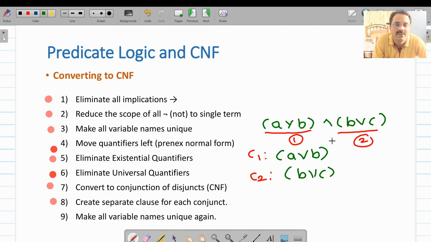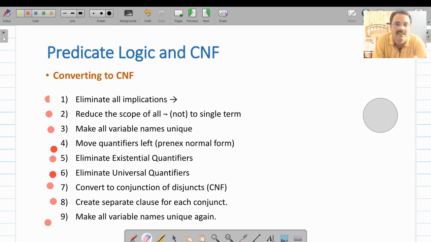Now when you do this, you will find the variables we have used in the first clause, the same variables might be there in the second clause. So earlier we have seen variable names should be unique. So again you will have to standardize variables, and that is your step number 9. Step 9 is again standardize variables. So whatever variable names we have used in both the clauses, you have to standardize them.